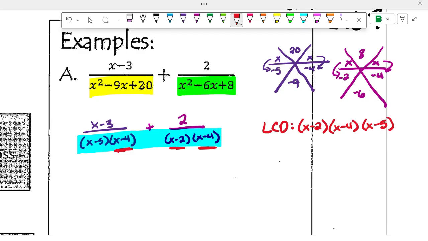That's all you got to do. You write out whatever factors are in between both denominators and you take out the ones that repeat. All right? So since x minus 4 repeats, you only have to write it once in your least common denominator. So again, if you want to actually write it, you write out all the factors and take out repeats.